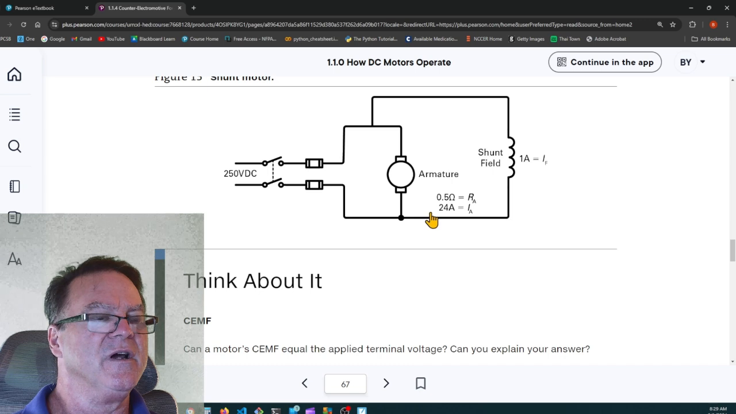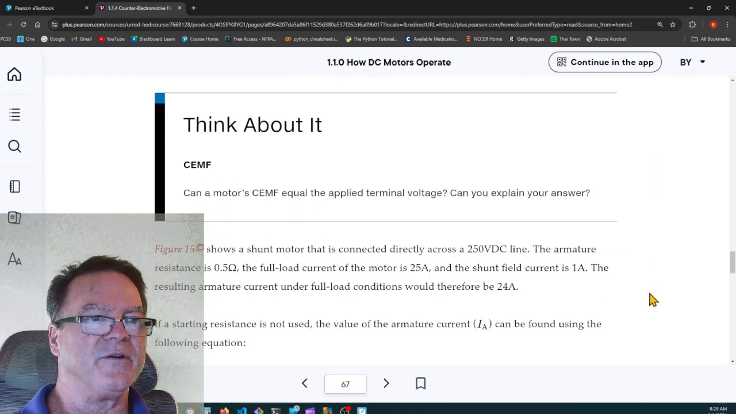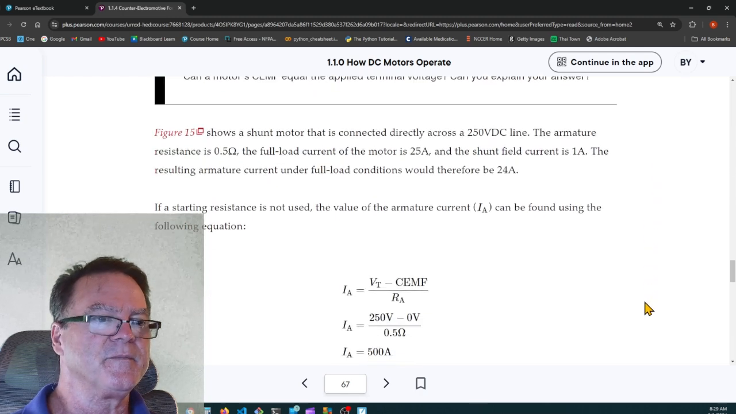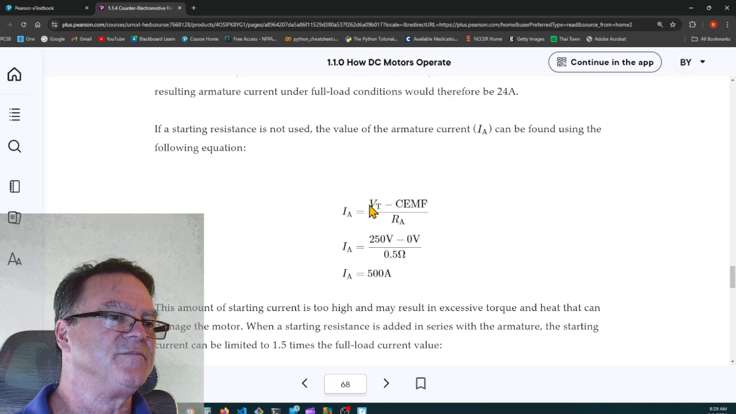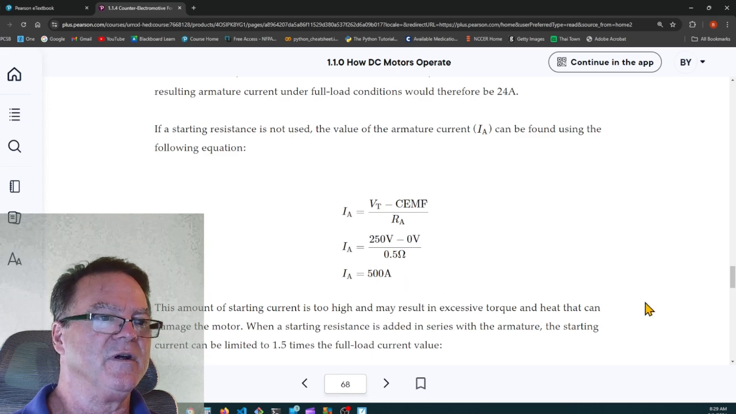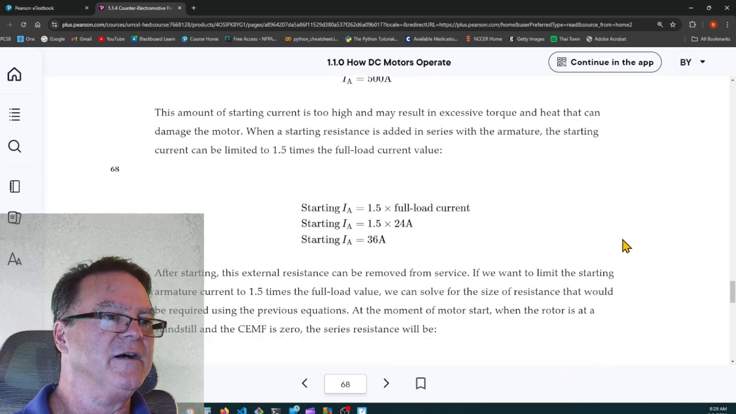They'll put a resistor in series with the armature, and they can shunt it. They can disconnect that resistance later on. There again, they get into math here where they're saying that the total voltage minus the counter electromotive force divided by the resistance of the armature gives you the current on startup. So we need to limit that. We can't let it be.